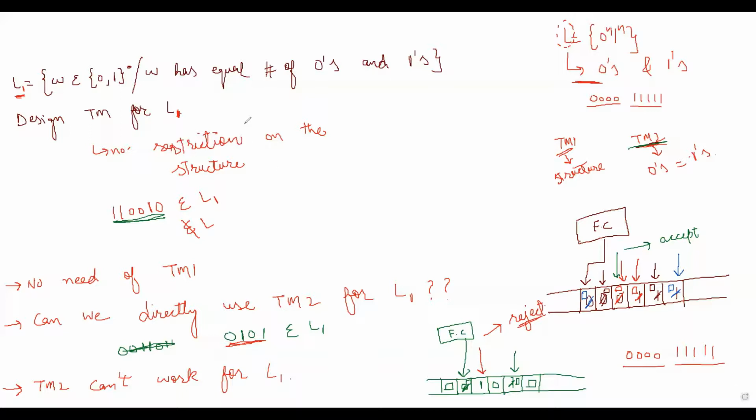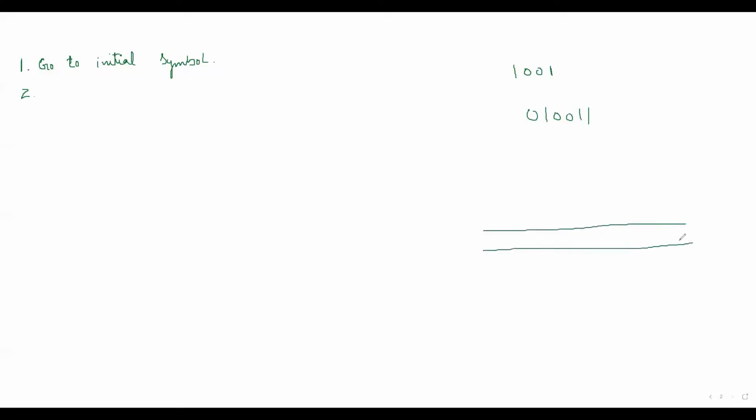So let's design a Turing machine for L1. Before designing it, what will be the approach? Let's suppose this is the string, where the number of zeros and ones are equal. The first step is to go to the initial symbol. Let's suppose we are going to the initial symbol, and in this case the initial symbol is 0. So let me write it here. Blank.